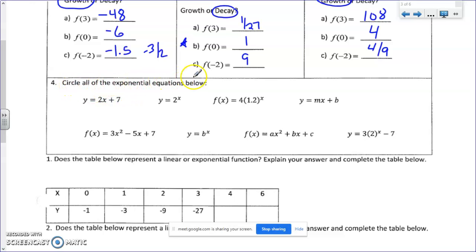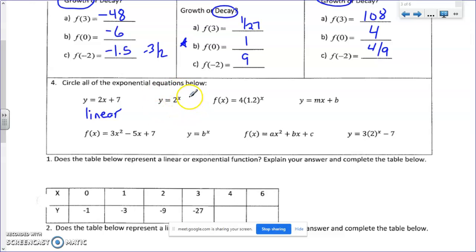Circle all the exponential equations below. In order for it to be an exponential equation, the variable has to be the exponent. So what type of function is this? Linear. This one is linear. I didn't tell you to tell me this, but I'm going over it.